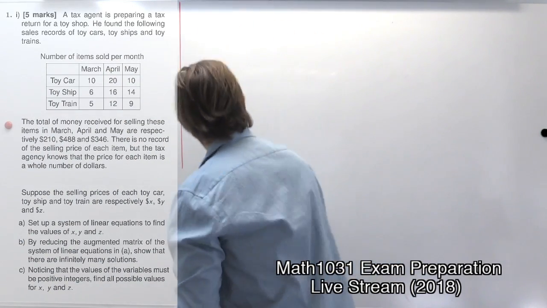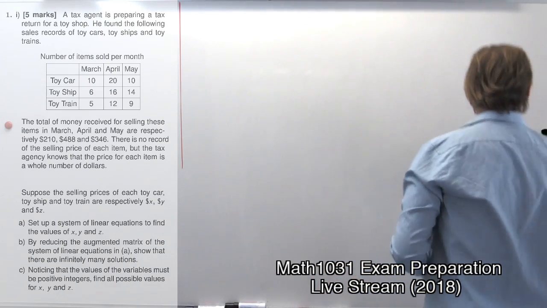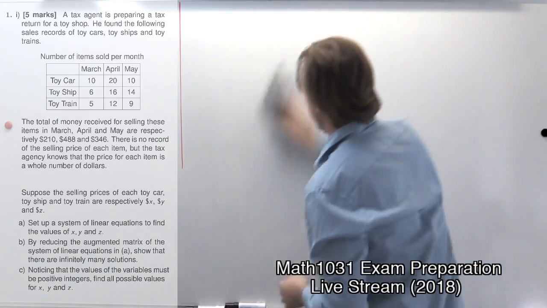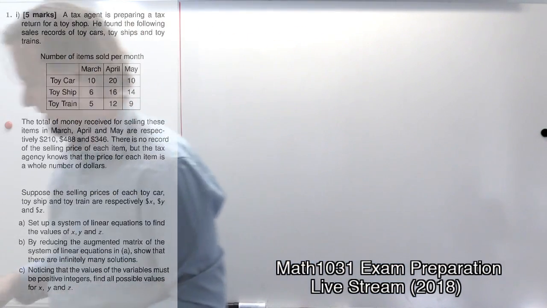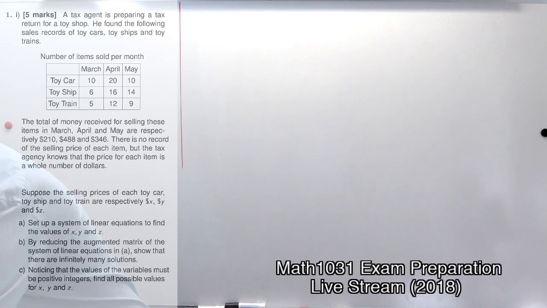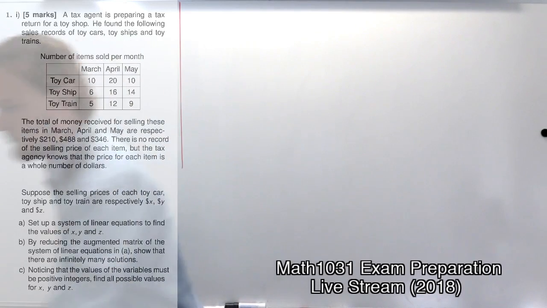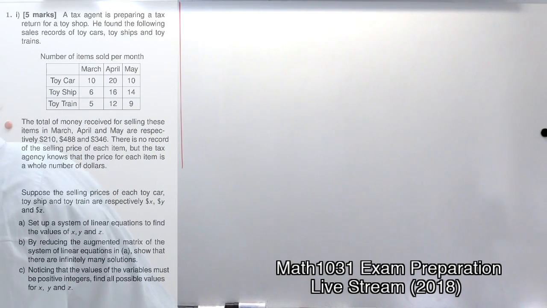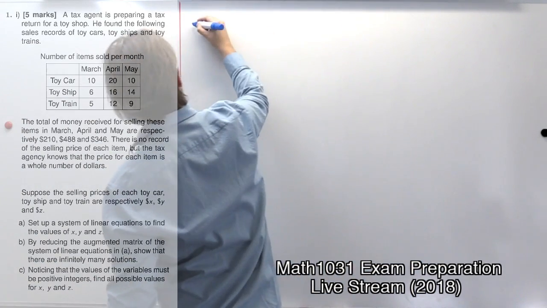Part B really is stepping you nicely through the technique. You have to now row reduce to solve this system of linear equations. It says here to row reduce an augmented matrix, so we are asking you to use the augmented matrix method if you want to answer the question. This is part B.